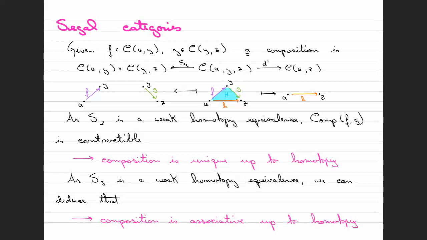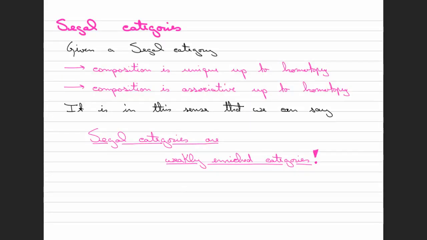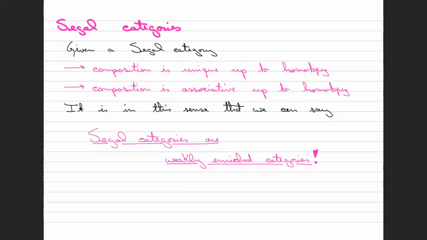So given a Segal category, composition is not well defined, but is unique up to homotopy, and moreover, it's also associative up to homotopy. And drum rolls, that's precisely what is meant by weakly enriched category. So it's a category because there's some notion of composition, weakly because this composition is not unique and associative, but only weakly, so up to homotopy, and enriched because we have spaces of maps between objects.